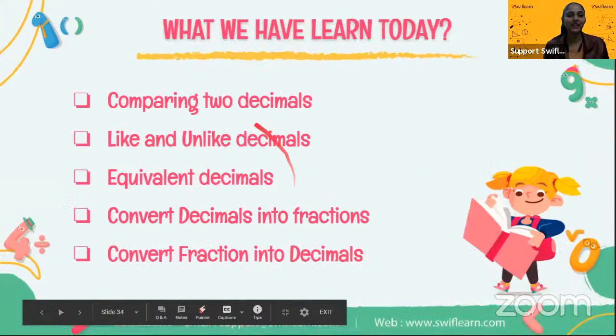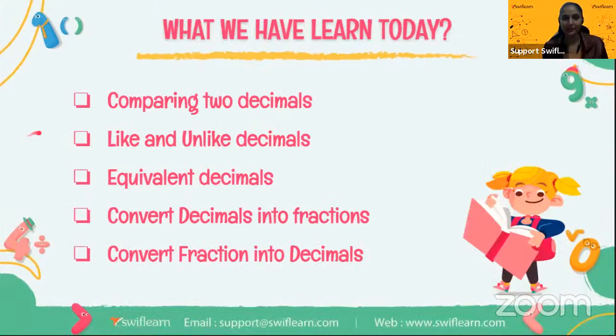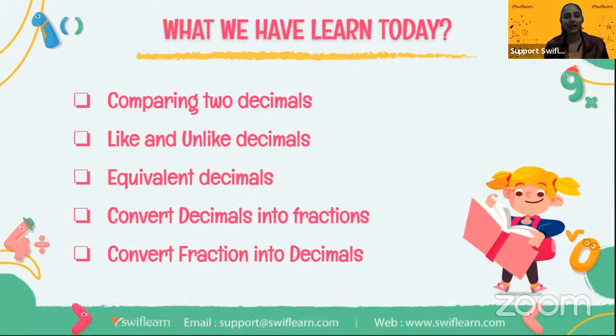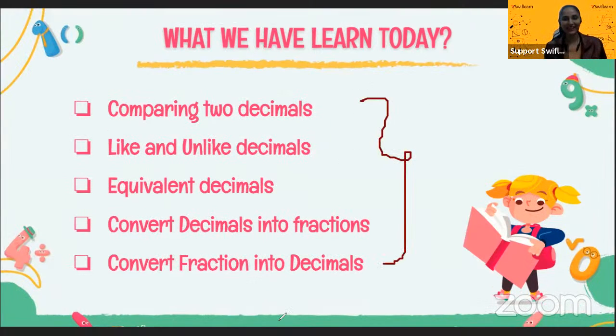So these are the things that we have learned today. We have compared two decimal numbers, we have seen what are like decimals and unlike decimals, and moreover we have seen what are equivalent decimals and how to convert decimals into fractions and fractions into decimals. So these were the things that you learned with me today. I just hope you have got everything right.